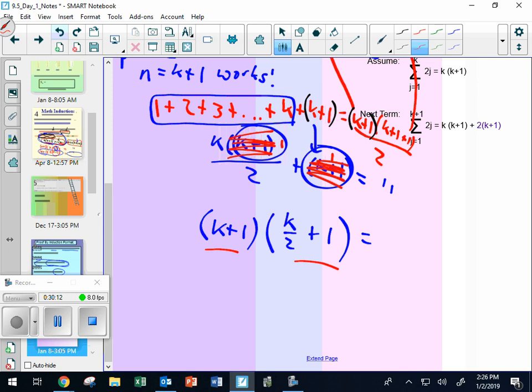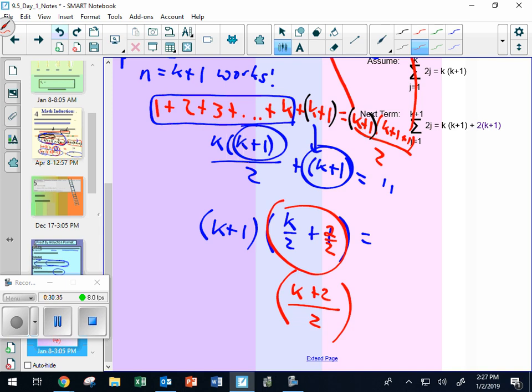Okay, now to finish it off, would you agree that a 2 over 2 is equal to a 1? So that's a substitution I can make, isn't it? Okay. Then would you agree these can now be added together? And it'll become k plus 2 over 2. And this one's still k plus 1. Are you with me there?